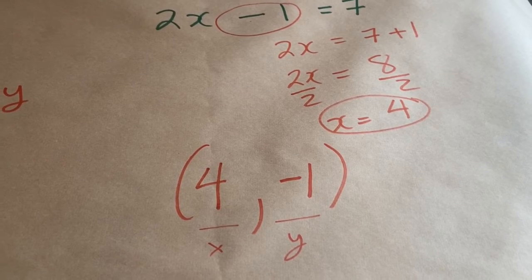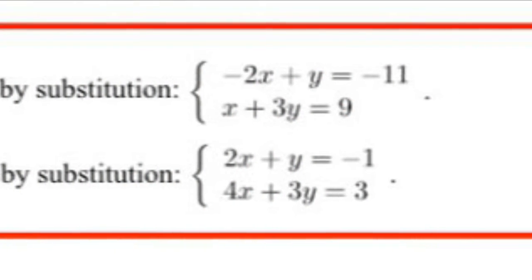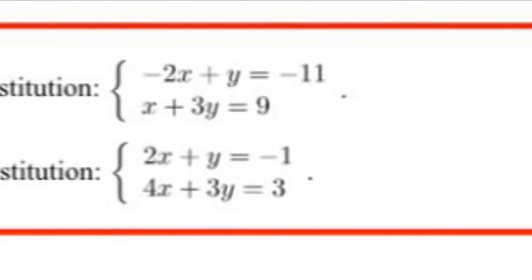We're going to try another one together. So these are the two questions that are at the bottom of the page in the red box. We are going to do the first one together, and then you're going to try the second one by yourself for homework.